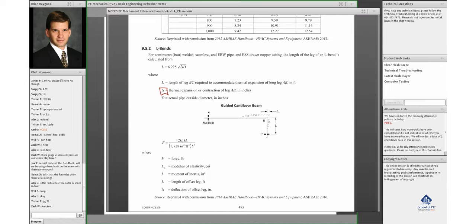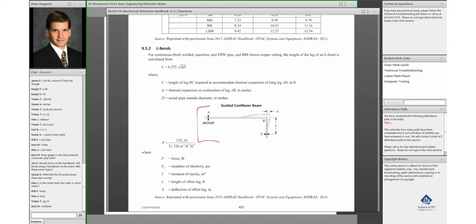So if I find out that my run of pipe is going to expand 5 inches, and the pipe's actual outside diameter is a 6-inch pipe, then I'm going to take the square root of 30 there, and I'm going to multiply that by 6.225, and that's going to give me the length in feet. This is the length of leg BC required to accommodate thermal expansion in long leg AB.